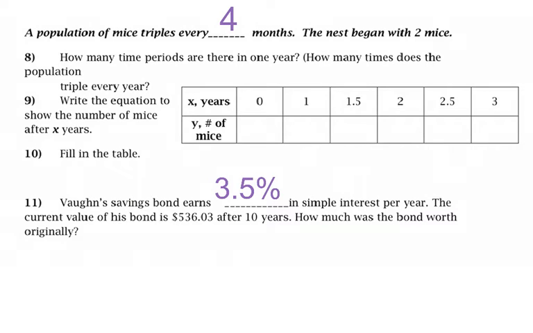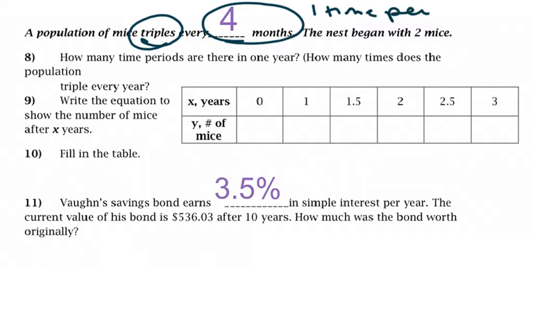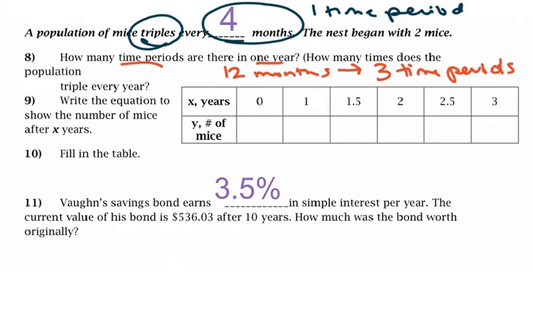It says a population of mice triples every 4 months. So this is 1 time period. 4 months is a time period. A nest starts with 2 mice. The first question, and this is a really important one to answer, is how many time periods are there in 1 year? How many months are in a year, and how many sets of 4 months are in a year? Since we have 12 months in a year, there are 3 time periods in a year. So when I do my equation, I'm going to have to consider that.